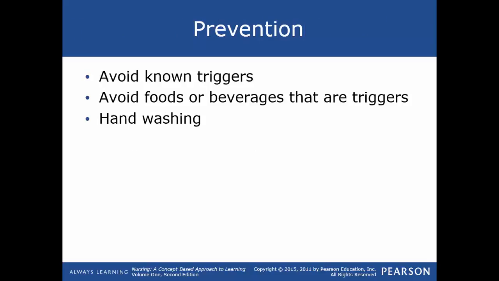Of course, prevention, you want to avoid known triggers. Triggers could be dust, pollen, animal dander. Food triggers are especially important with inflammatory bowel disease or peptic ulcer disease. Hand washing is the primary method of preventing infection that can result from inflammation, so that's important.